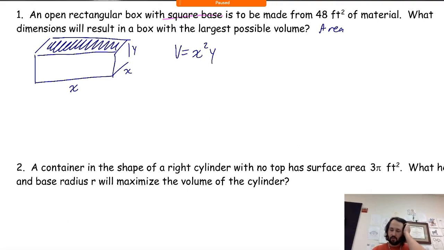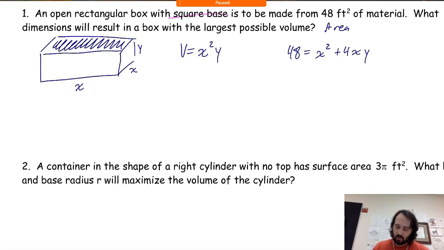I also only have 48 feet squared of material, so that means 48 feet squared has to be x squared plus 4 times x y in order for this thing to work out, right? I have to add the area of my base plus the area of all my sides, and that material cannot be bigger than 48. So what this allows me to do is find the relationship between x and y. I am trying to maximize my volume, so I will want to look at my derivative of my volume, but I'm going to go ahead and get everything in terms of x before I do that. So I have y is equal to 48 minus x squared divided by 4x.